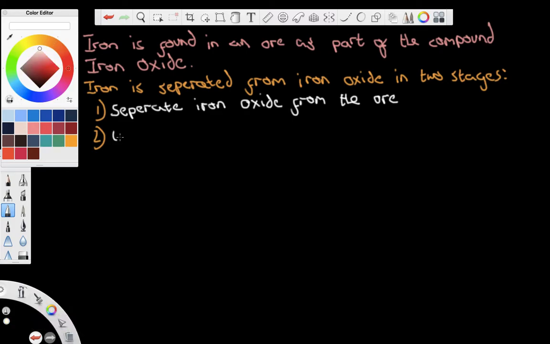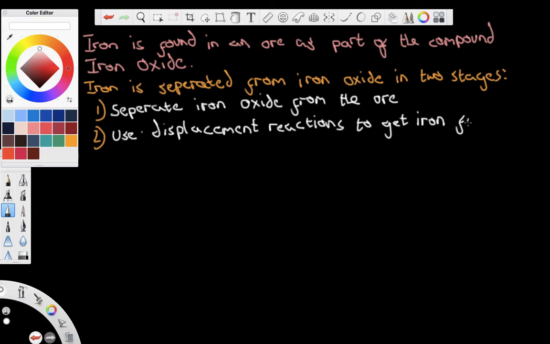So we use displacement reactions to get iron from iron oxide. Now, if you think back to our displacement reactions, we can react iron with a less reactive element to displace it from its compound.